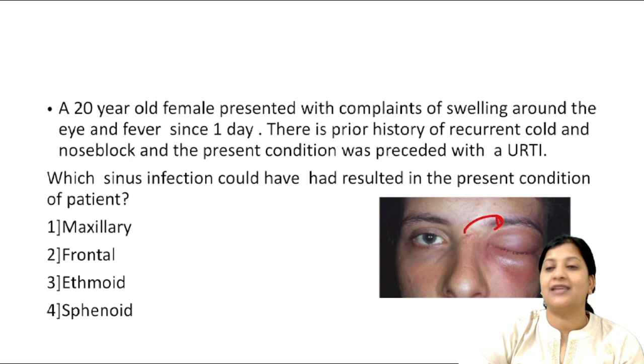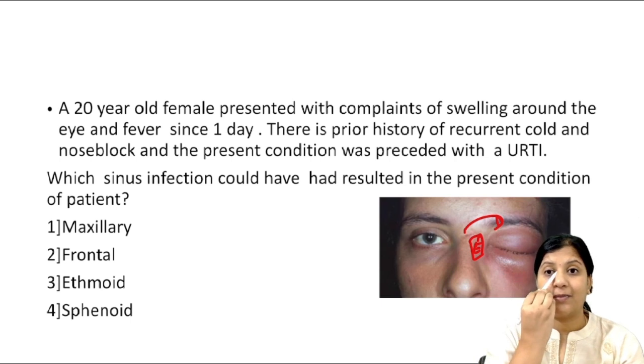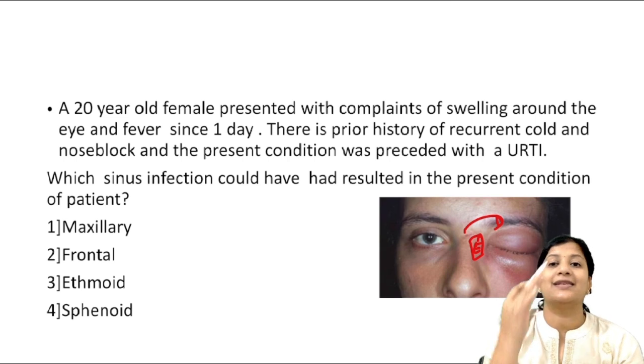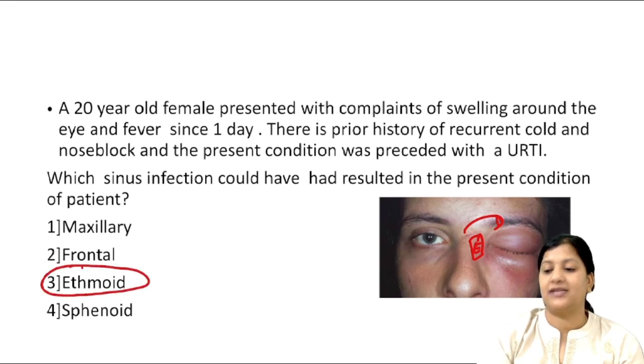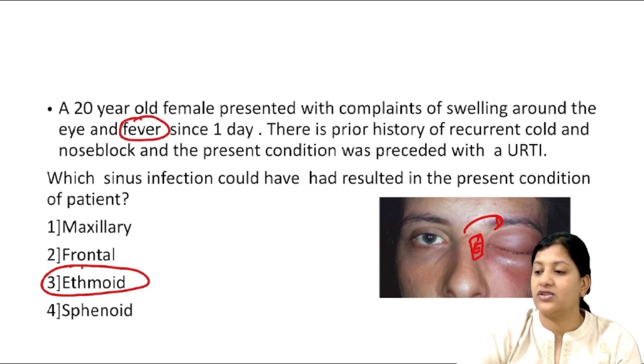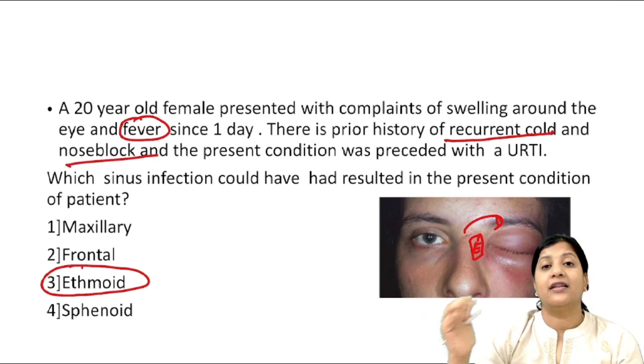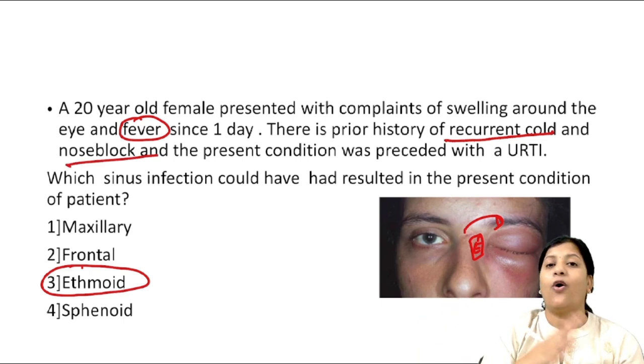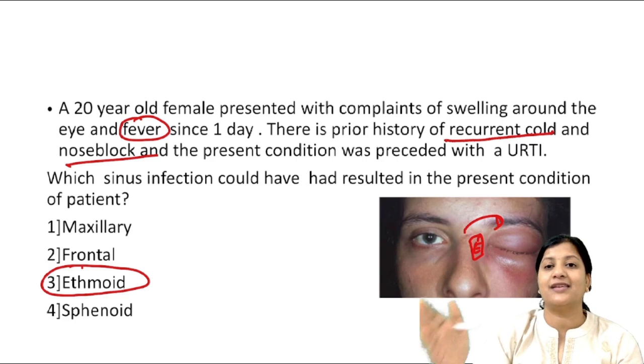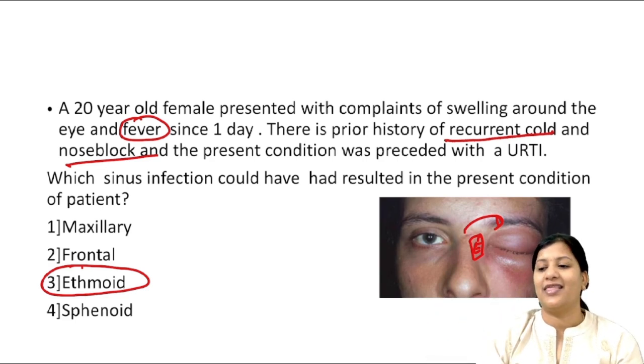And orbital cellulitis is the most common complication of the ethmoid sinus. So ethmoid sinuses are present near your medial canthus between the middle turbinate and the medial wall of the orbit. So orbital complications, or specifically orbital cellulitis, upper and lower eyelid edema, both occur secondary to ethmoidal sinusitis. And how do I know it is ethmoidal sinusitis? Because they are giving to you history of fever, history of recurrent colds, nose block, and now they're telling it was preceded by a URTI. All of this is suggestive to me that there is a sinus infection, and the sinus infection that results in orbital cellulitis involving both upper and lower eyelid is your ethmoid sinus.